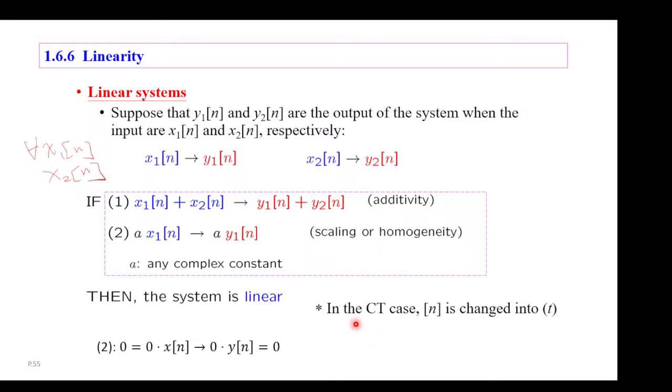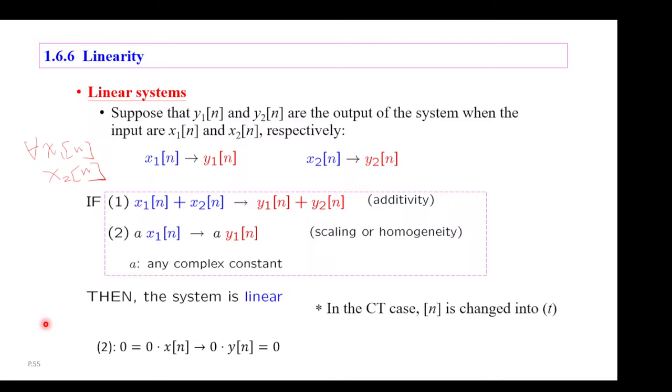Any question? Okay, so here we have continuous time. Let's not write everything once again. It just changes n to t. So, additivity and homogeneity. But once again, remember this is about a system. The linearity of a system is really about the relationship between input and output. So you say if you have some linear combination of input, if you do some linear transform on input, then you will get the corresponding linear transform on the output.